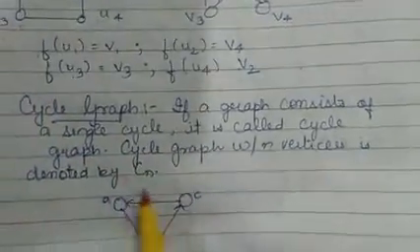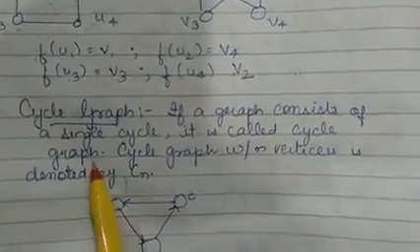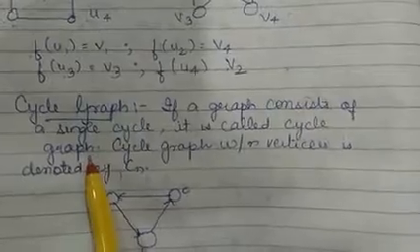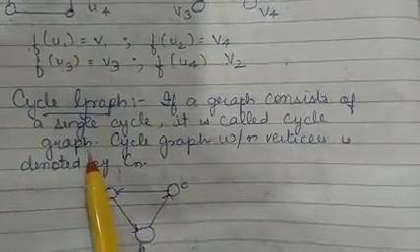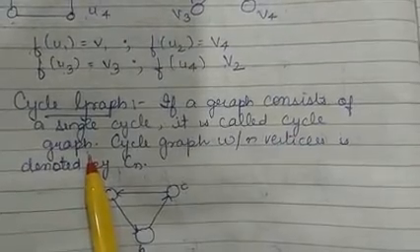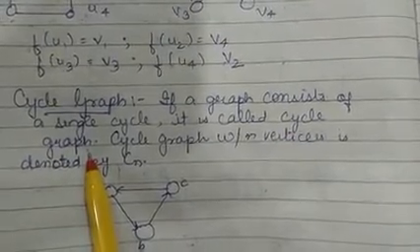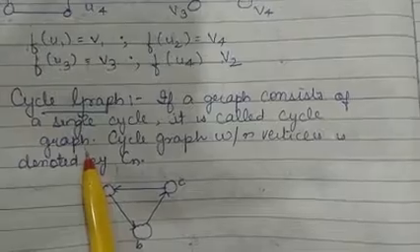So then we have the cycle graph. Cycle graphs, as the name suggests, have a cycle in them. If a graph consists of a single cycle, that means there is a single cycle present in it, then the graph is known as a cycle graph.